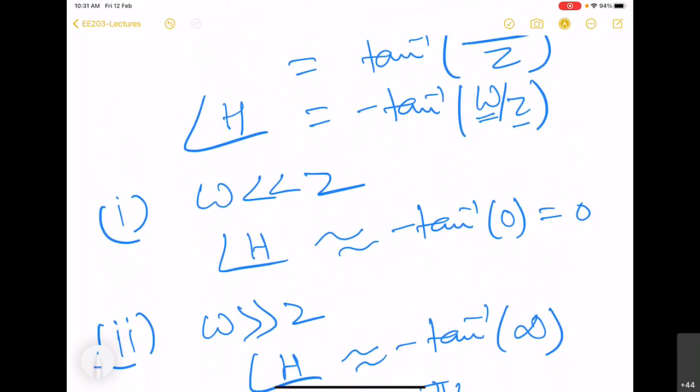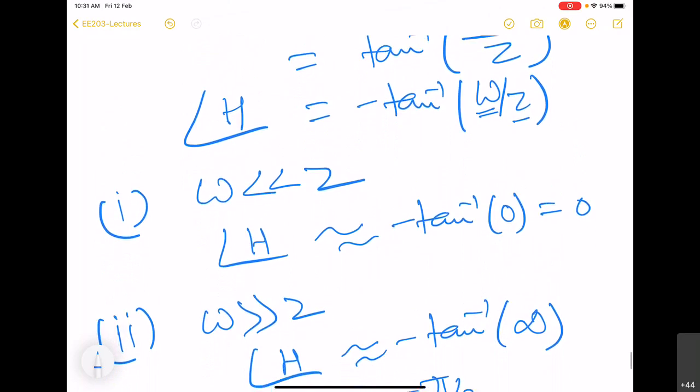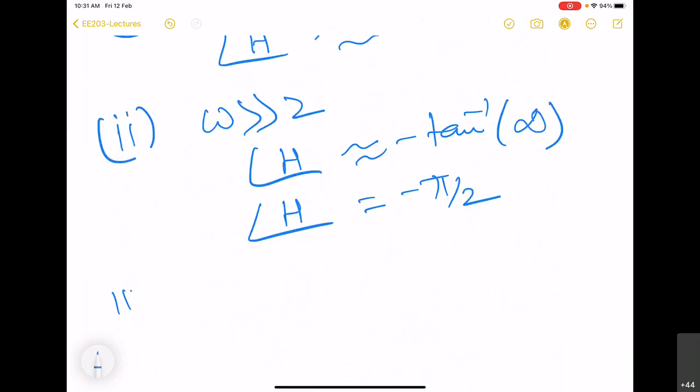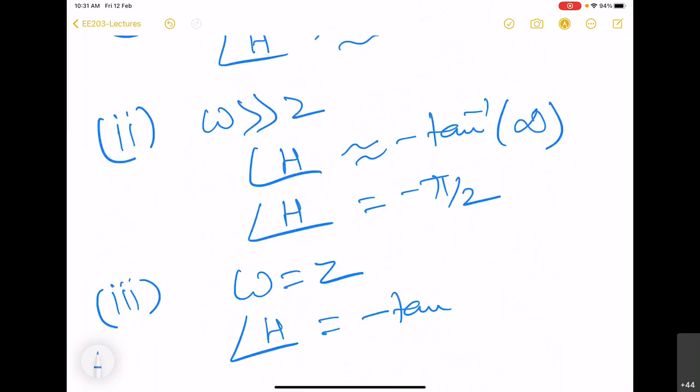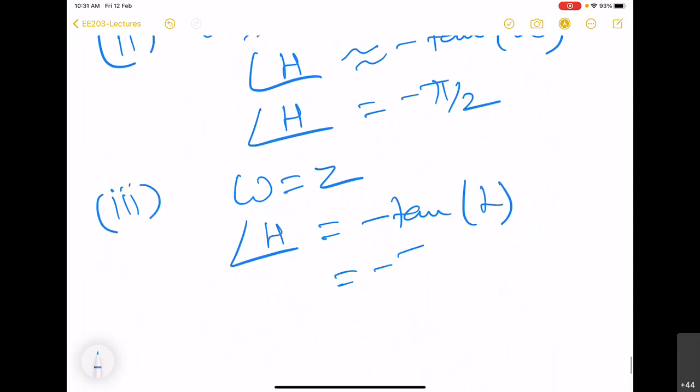And in this case, we will also find out phase for one special frequency, that is when omega is equal to z. Fortunately, this can be easily found out. So in this case, phase is minus tan inverse 1. So this will be equal to minus pi by 4. That means 45 degree. So this is 90 degree.